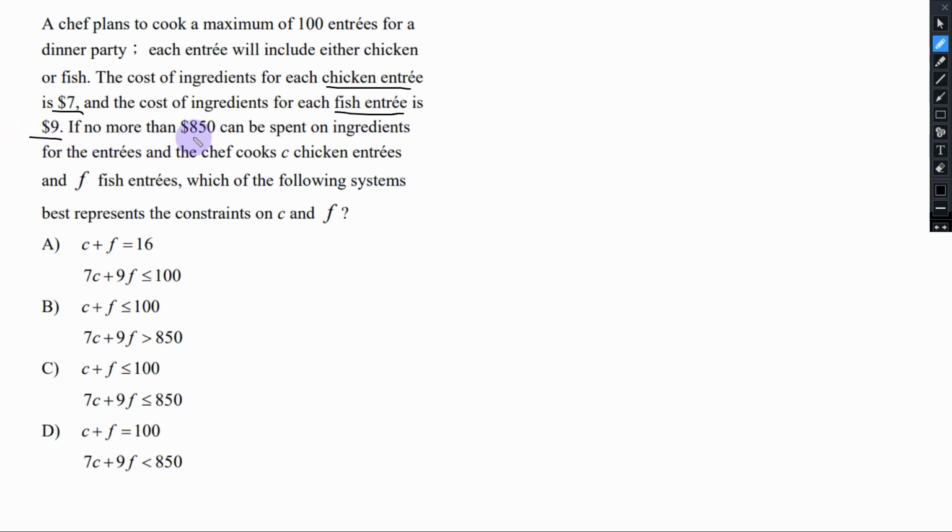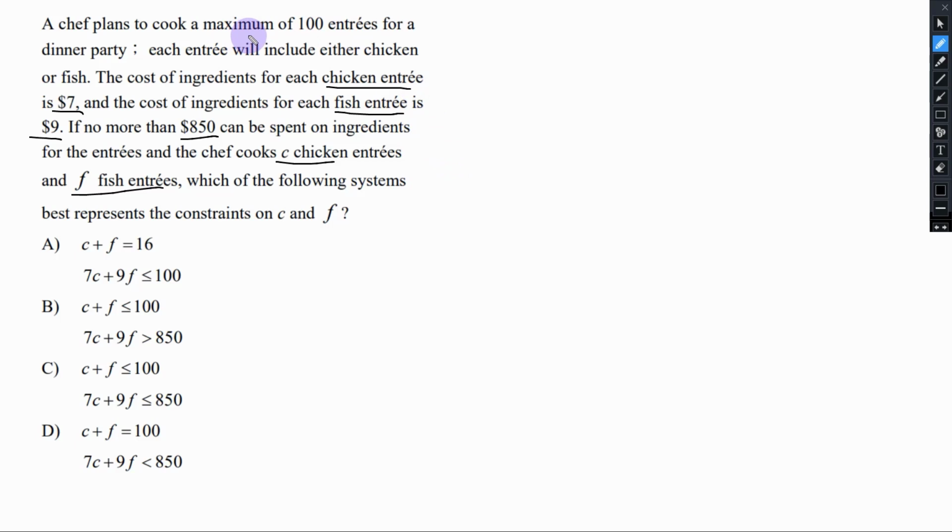If no more than $850 can be spent on ingredients for the entrees, and the chef cooks C chicken entrees and F fish entrees, which of the following systems best represents the constraint on C and F? So we can make some equations from the given conditions.